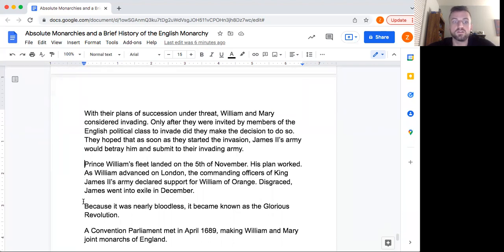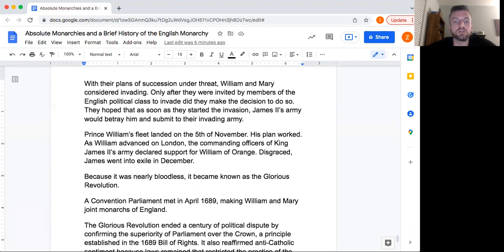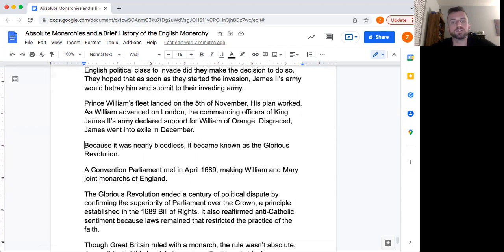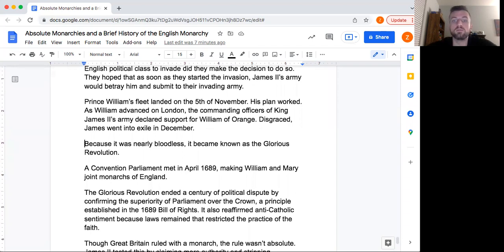His plan worked. As William advanced on London, the commanding officers of King James II's army declared support for William of Orange. Disgraced, James went into exile in December. Because it was nearly bloodless, it became known as the Glorious Revolution. A convention parliament met in April 1689, making William and Mary joint monarchs of England.